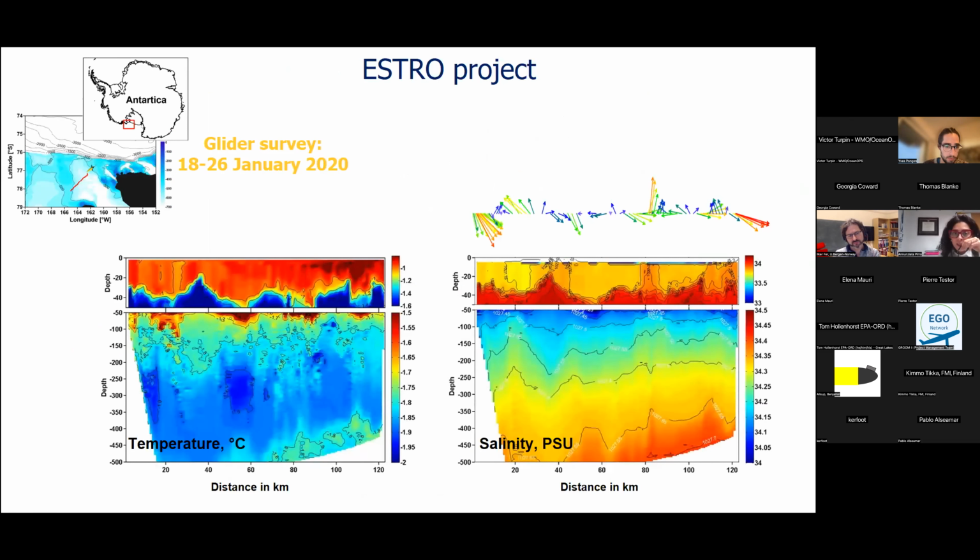So very quickly, I also want to show you some preliminary results from the Ross Sea. We had a field campaign of around 8 days back in January 2020, which unfortunately was very short. And here is the track. The glider was deployed at this point, close to the open ocean, and went through the Ross Ice Shelf. And these are really preliminary data that we are planning to investigate more.